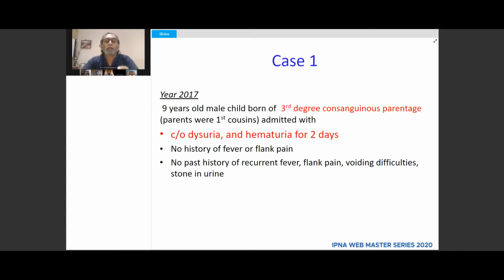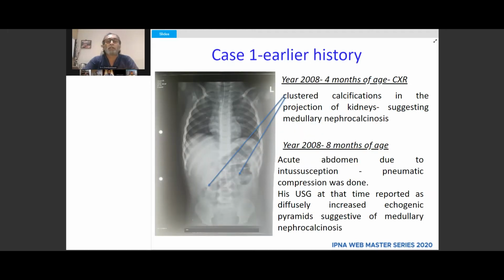Going to the previous history, the child was noted to have clustered calcification in the projection of the kidney area, suggesting medullary nephrocalcinosis. This was on an X-ray taken for some fever and presumed chest infection. At 8 months of age, in the year 2008, he presented with acute abdomen due to intussusception. Pneumatic compression was done. His ultrasound at the time reported diffusely increased echogenicity, suggestive of medullary nephrocalcinosis.